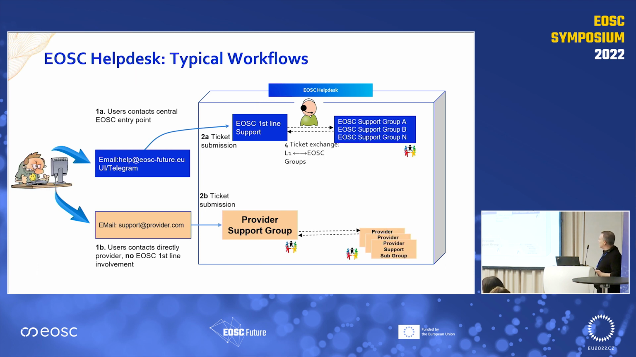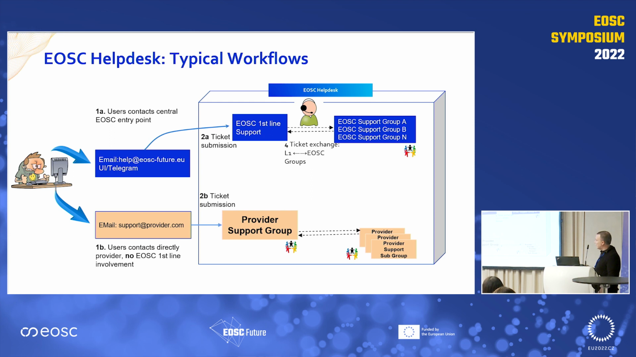So in this case, the ticket is assigned to the further dedicated groups at the EOSC level or at the provider level. So these groups belong to providers. This is the provider subgroup and also EOSC subgroups. And it could be that also at that level the ticket is solved, and then the user gets the response.